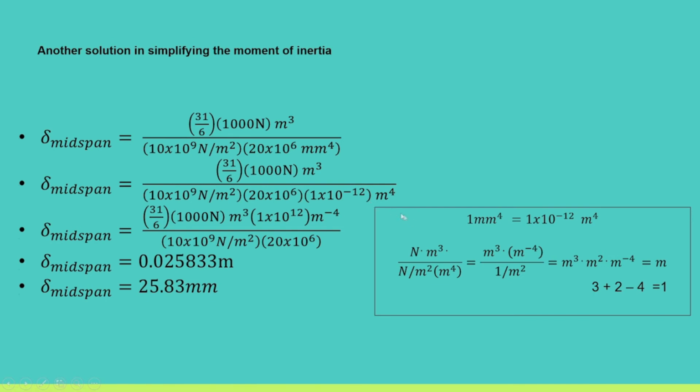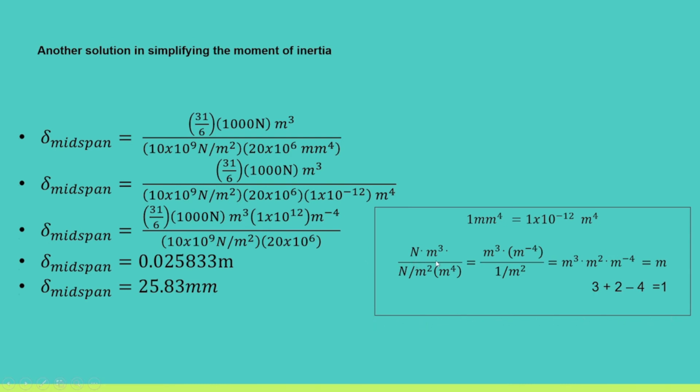In this equation, we reciprocated the 1 times 10 raised to the negative 12, making it positive 12 and negative exponent negative 4 for the meter. To understand the solution, we will refer to the box solution.